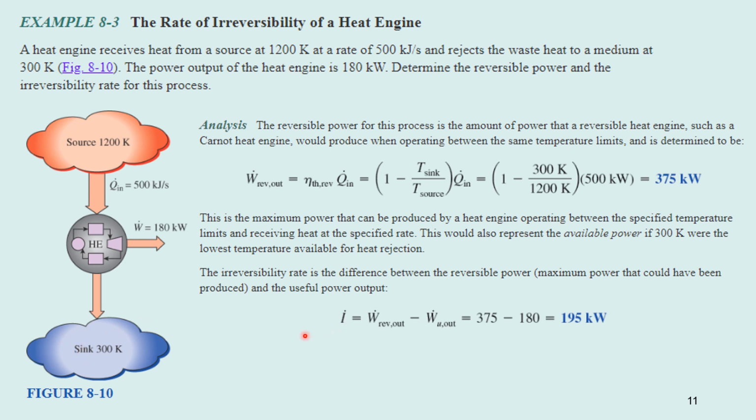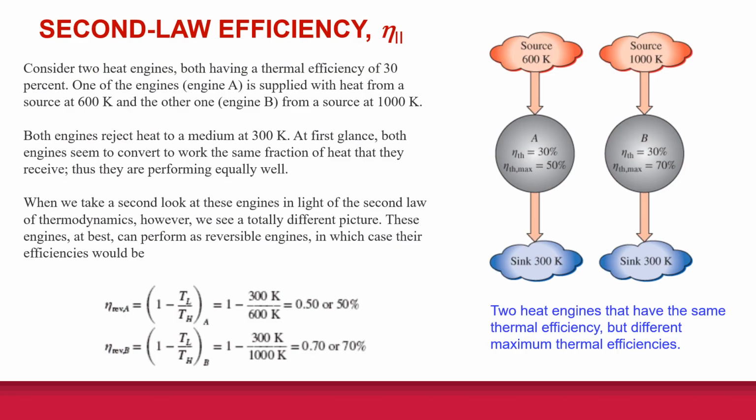So let's calculate the irreversibility rate. This is the difference between the reversible power, which again is the maximum power that could have been produced, and the useful power output. We just calculated the W dot rev out, 375, and we're told that the power output of the heat engine is 180 kilowatts. So the irreversibility is 195 kilowatts. That's what we've lost, right? That's just wasted.